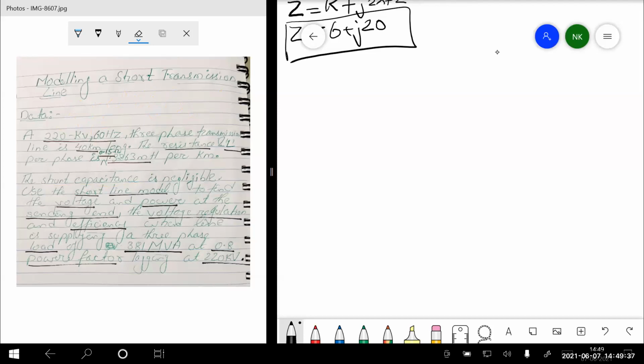Now use the short line model to find the voltage and power at the sending end, the voltage regulation and efficiency, when the line is supplying a 3-phase load of 381 MVA at 0.8 power factor lagging, or we could also consider this as leading.